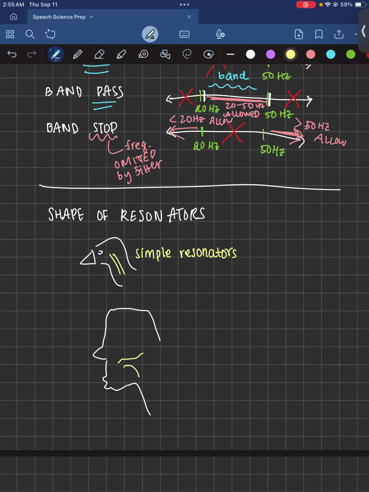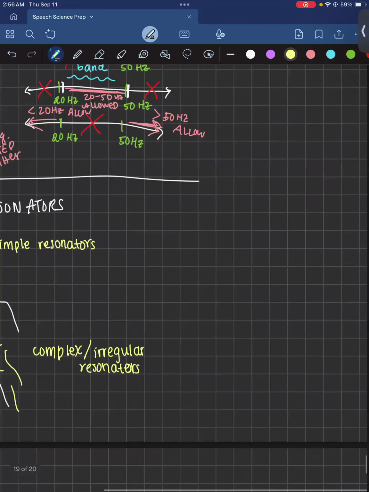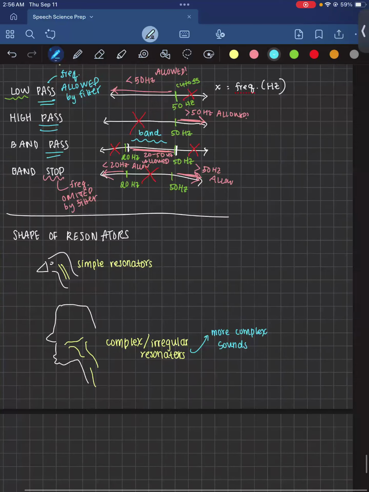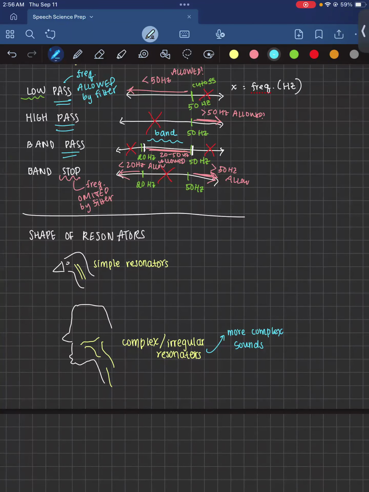Humans actually have really complex resonators, and we're going to talk about the details more. You really don't need to know the shape or anything. They're complex and kind of irregularly shaped resonators. And as a result of that, this allows for more complex sound production, which is actually a really cool aspect of speech science, is understanding why humans have this unique ability for complex speech. And part of that lies in our resonators that allow us to produce so many different types of sounds.